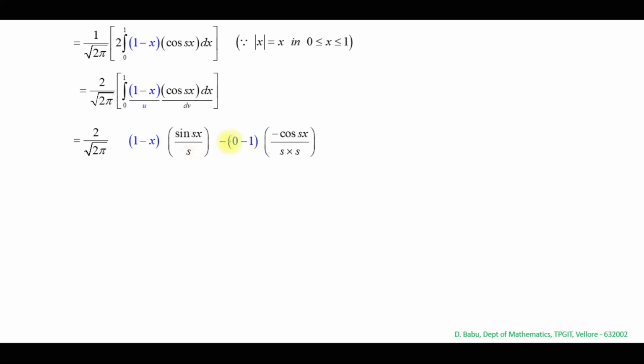Next, alternate sign minus plus. So differentiate the blue bracketed term. The differentiation of minus 1 is 0. Hereafter all terms vanish, so we stop the process.